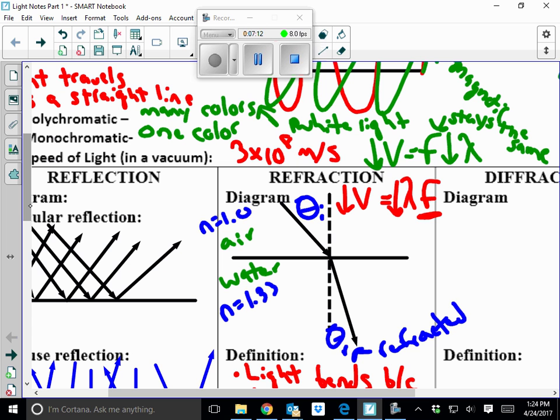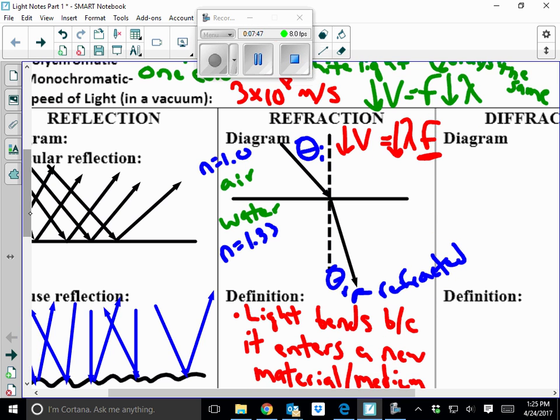Now, here's the thing. When I shine a red light into water, it's still red. When I shine a green laser into water, it's still green. So that means that the frequency of the light does not change. Since the frequency of the light stays the same, and my speed went down, my wavelength also has to go down to keep that equation balanced. Like if velocity is 10, and frequency is 5, well, wavelength now has to be 2 because it has to balance the equation.